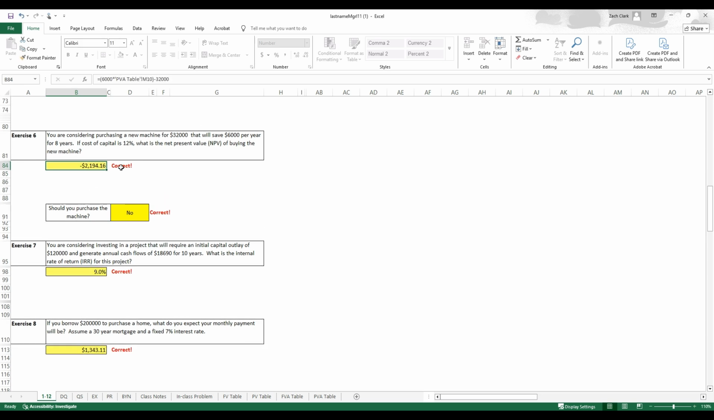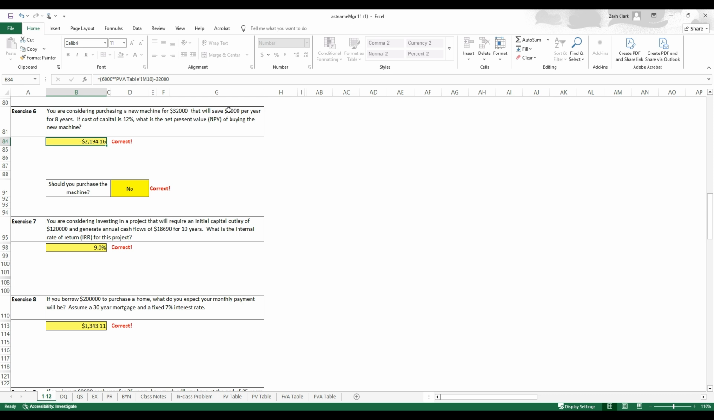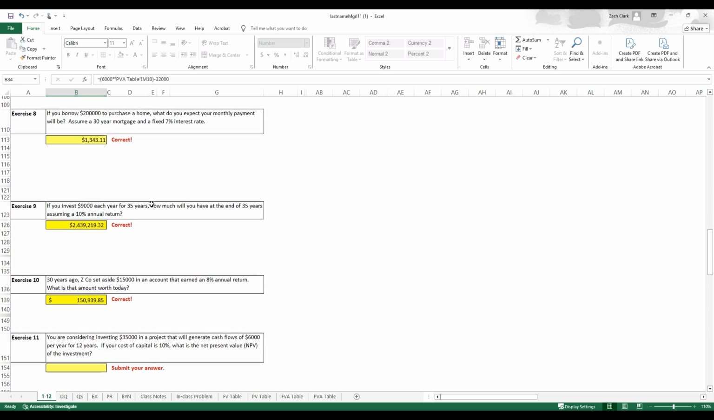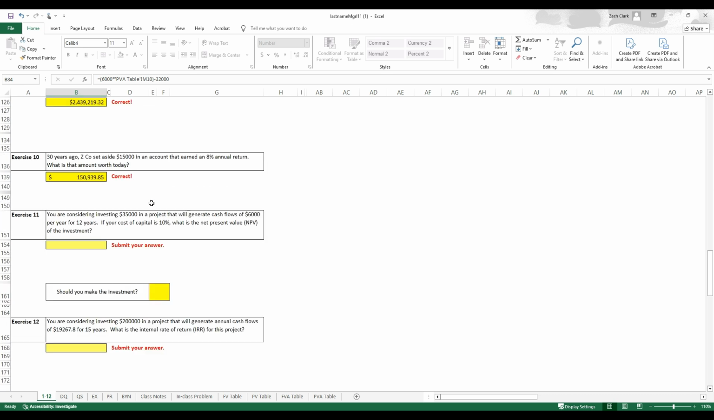And if it's negative, that means the present value of all those future payments will be less than what we're going to pay today. And so from a strictly financial time value of money perspective, it's not worth it. So let's take that same tack and look at exercise 11 now with some different variables.